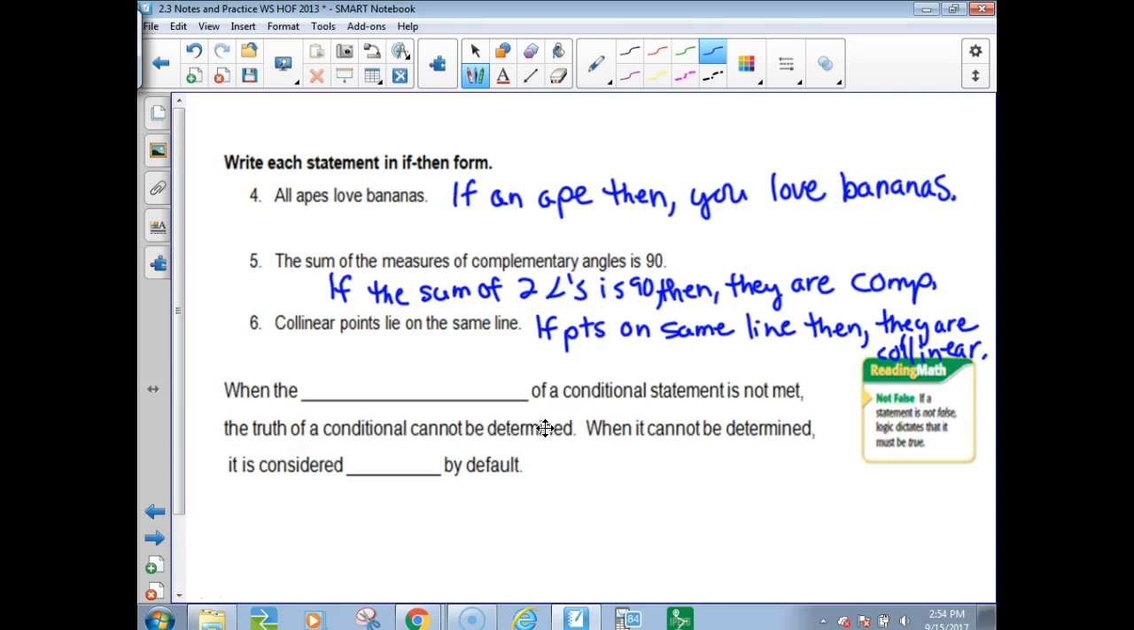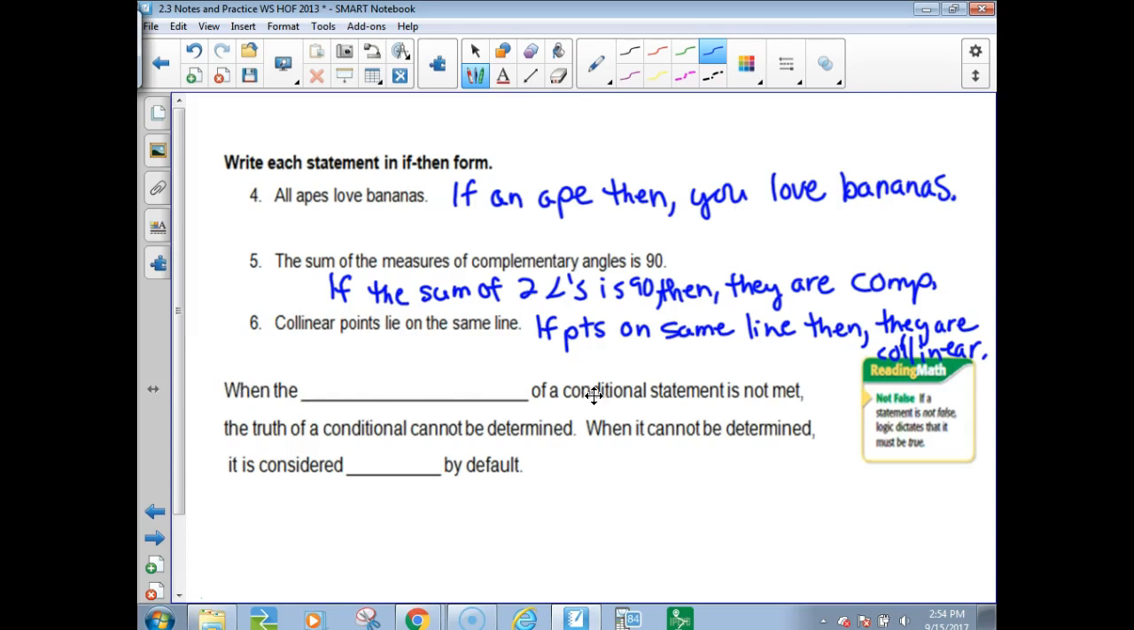Now, I think it could have been written also as: if points are collinear, then they lie on the same line, because collinear had come first here. Okay, so I'm not going to get real nitpicky about that right now.